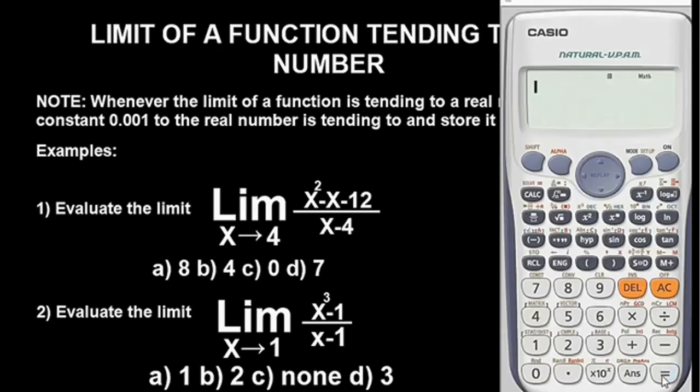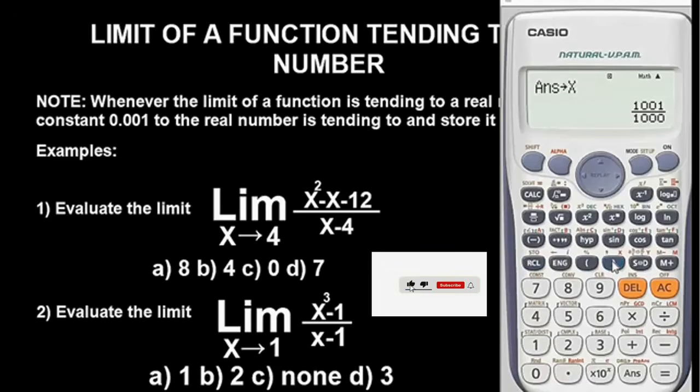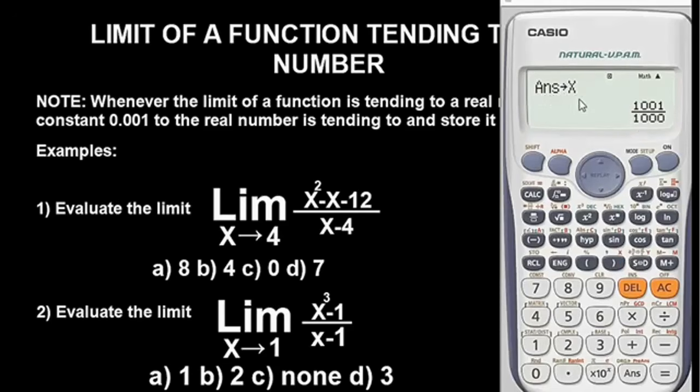So let's add 0.001 to this 1 and store the value we get as x in the calculator. So we have 1 plus 0.001 is equal to. So let's store this value as x. To store, you press Shift, this RCL button, and the alphabet X. Once you do it, you will see here indicating that this value has been stored as x in the calculator. So you wipe it.